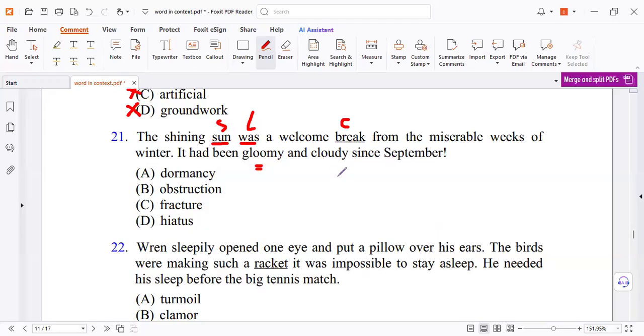This means this is a time of shining, like a pause, a short time, a break in time. So this means hiatus. And hiatus here is just like a pause of time. That's all. I'm not talking about breaking something. It's figurative language. You know it? So I'm not talking about dormant. Dormant means something does not move.